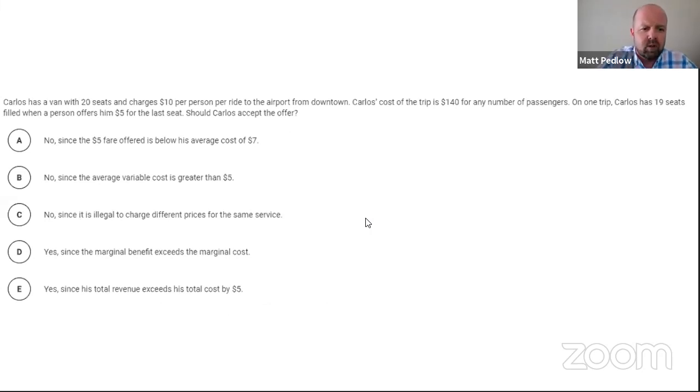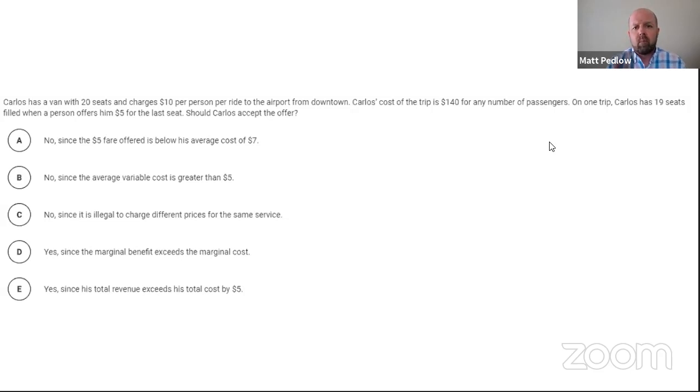Okay. Carlos has a van, 20 seats, charges people $10 per ride. His cost of the trip is $140. So it doesn't matter how many people he has on board, that's how much it costs him to run it. So in this one, he has 19 seats filled. So 19 times 20, what's that? 380. So he's already made tons of money.